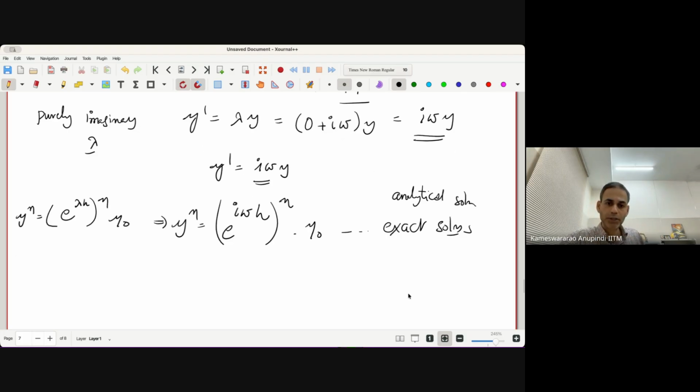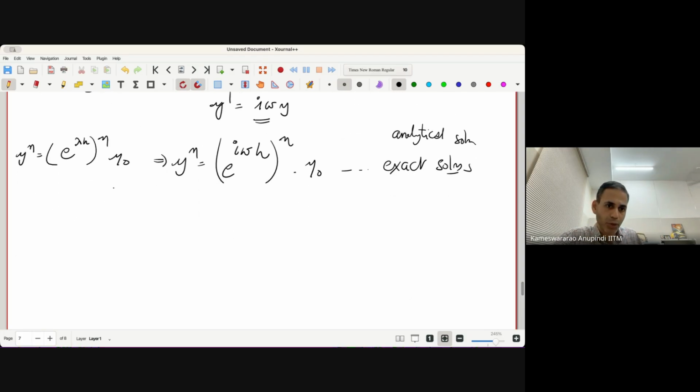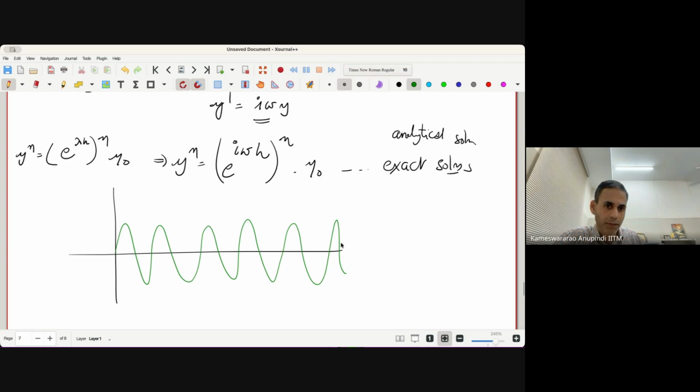Okay, a purely oscillatory solution. That means our exact solution would look something like this by design, right? We have an oscillatory solution. So if I were to draw it, my exact solution is not growing or decaying. Let us say it is purely oscillatory for some time. This is the t, this is your y of t. That is the exact solution.